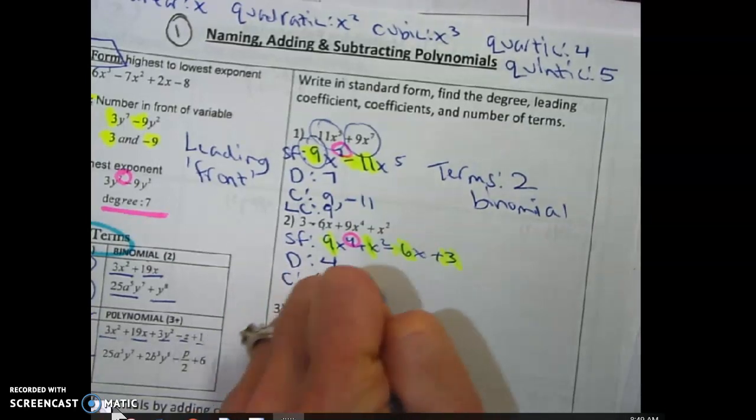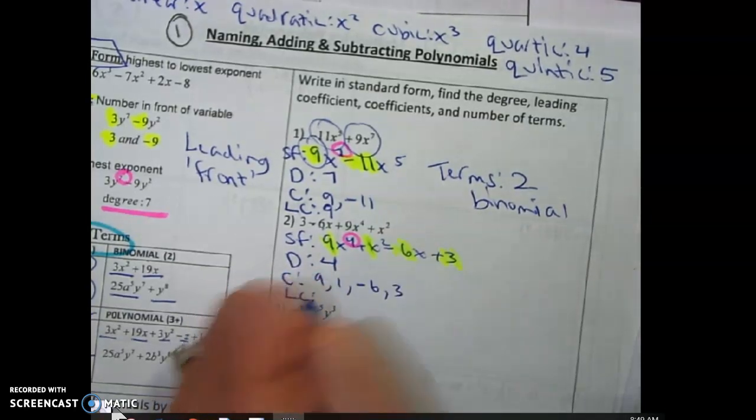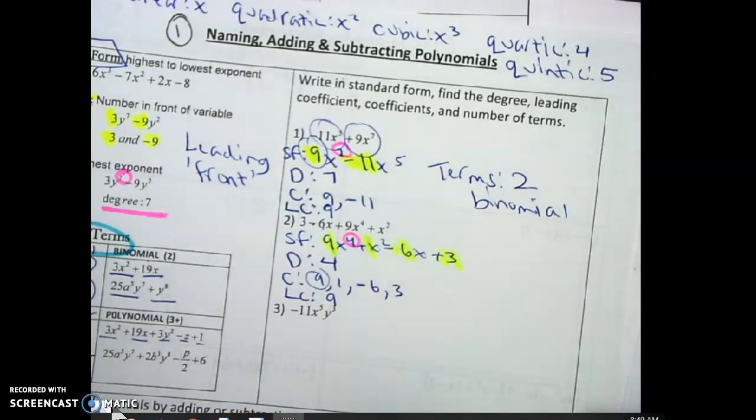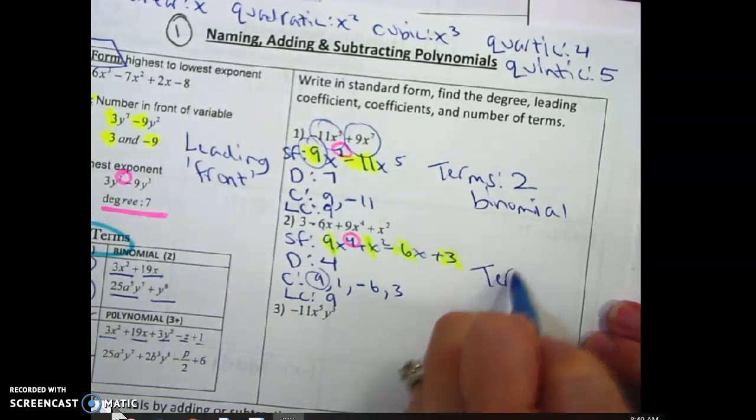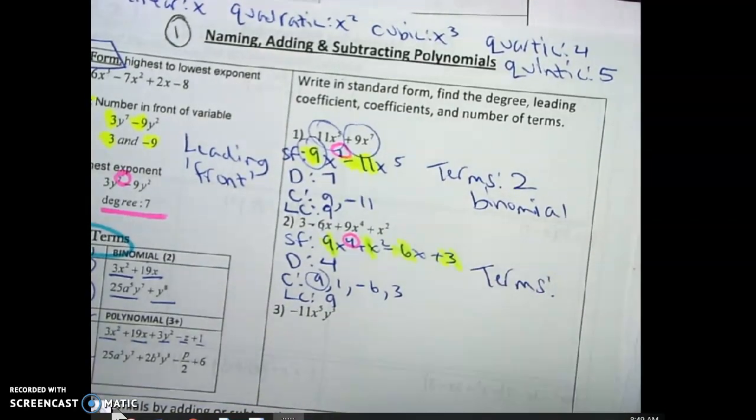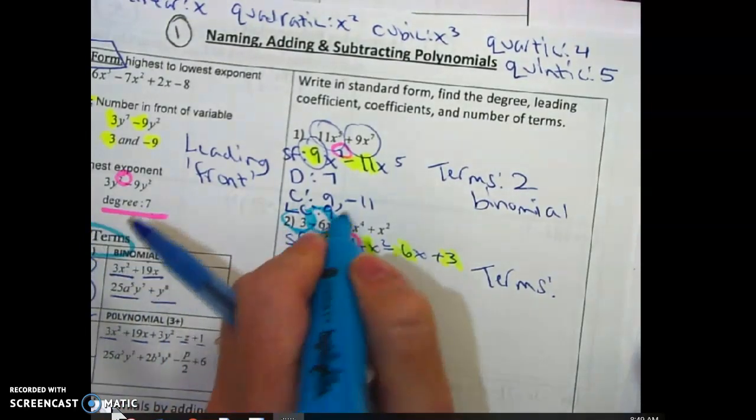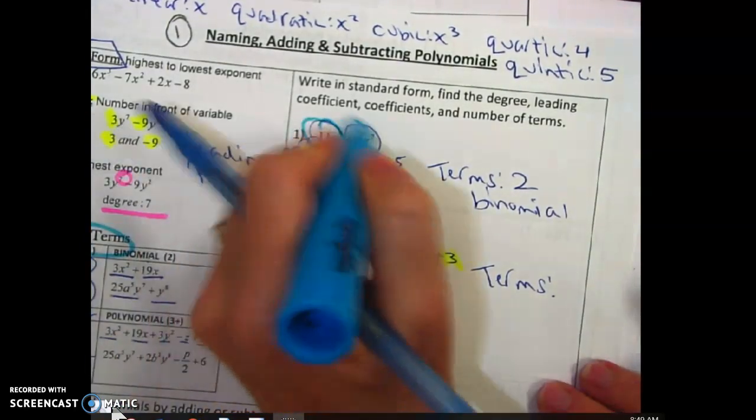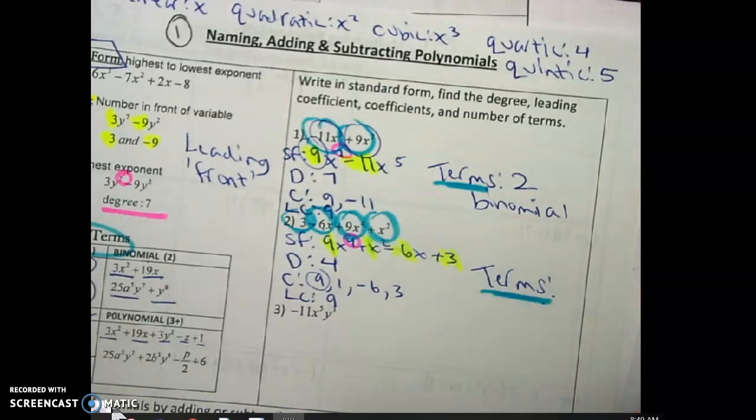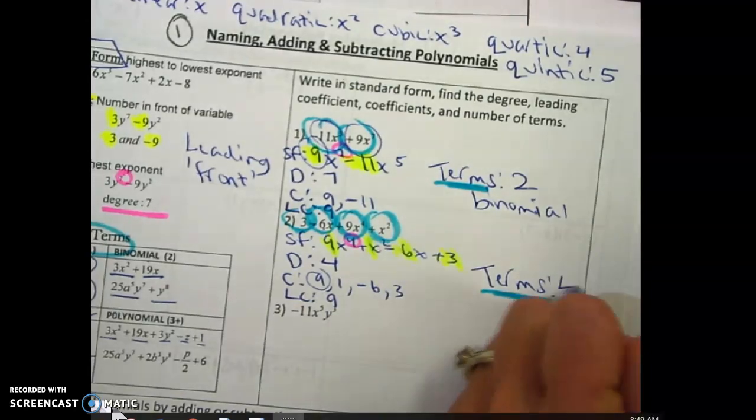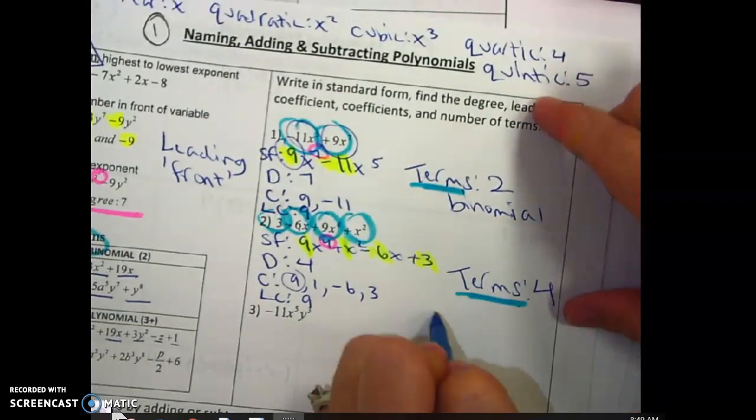9, 1, negative 6, and 3. The leading coefficient is the one that's in front. The terms are how many groups there are. There's 1, 2, 3, 4. So I should have done that here. That's for the terms. So there's 4 terms. And if there's 4 terms, it's called a quartic.